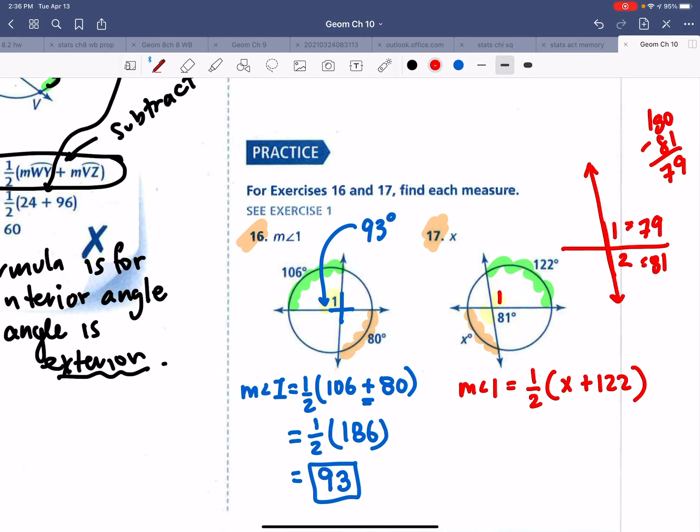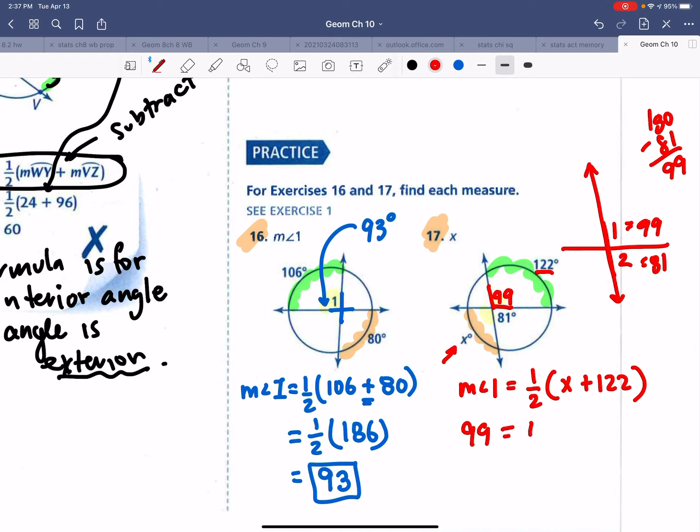Or no, not 79. All right, I made a little math calculation error. So 180 take away 81, I get 99. Yep, that's right, 99. So this angle 1 is 99. Okay, so I'm looking for a number that's smaller than 99. So the measure of angle 1 here is 99, because 99 plus 81 is 180.